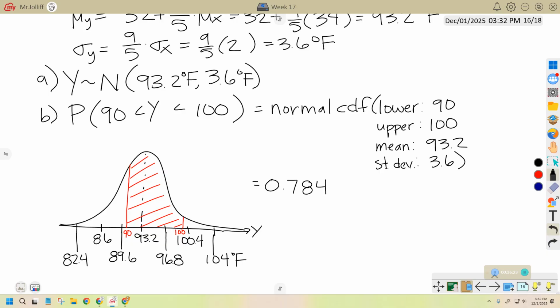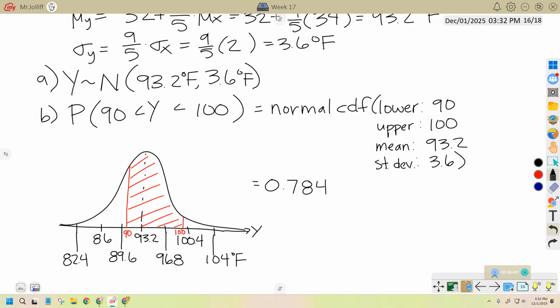I know between 89.6 and 96.8, that's about 68% of the data. I'm just a little bit inside 1 here, but I'm just a little bit inside 2 here, meaning I am more than 68% of the data, but I'm less than 95 because that would be 2 standard deviations on both sides. So this is between 68 and 95. I've probably done this correctly.